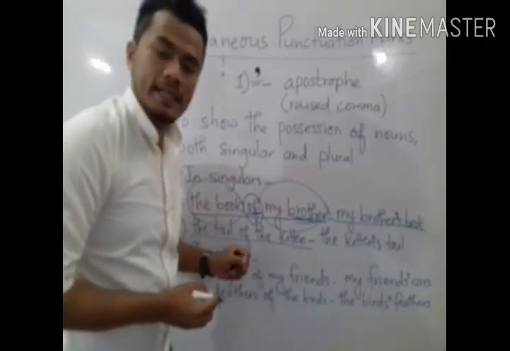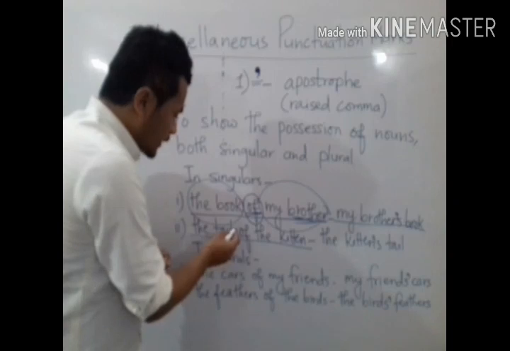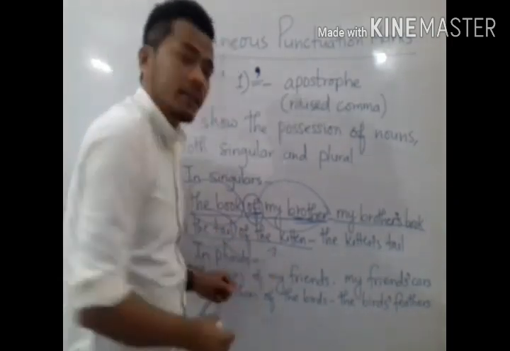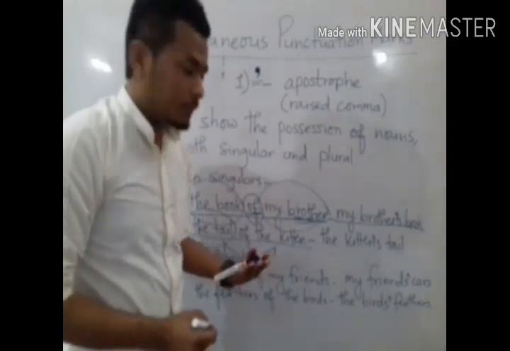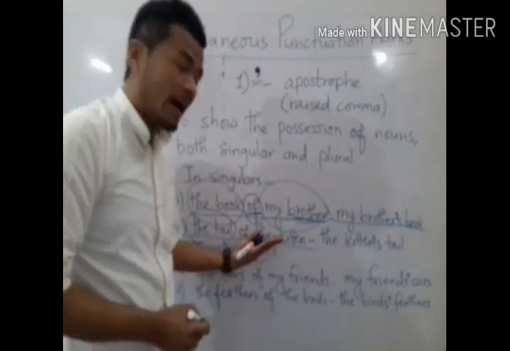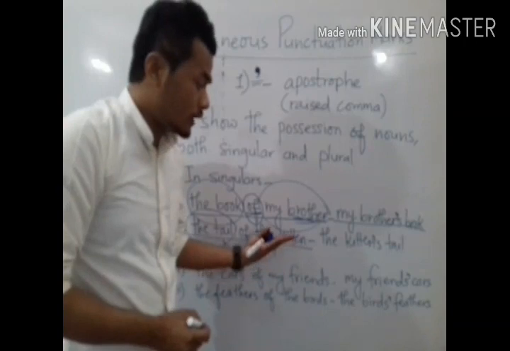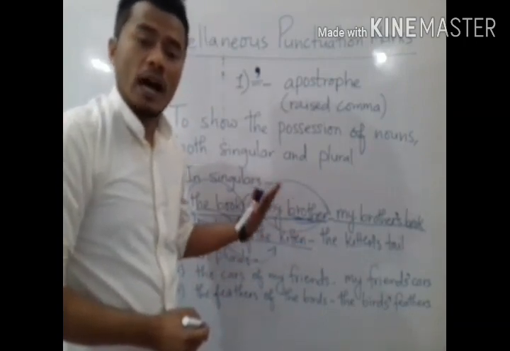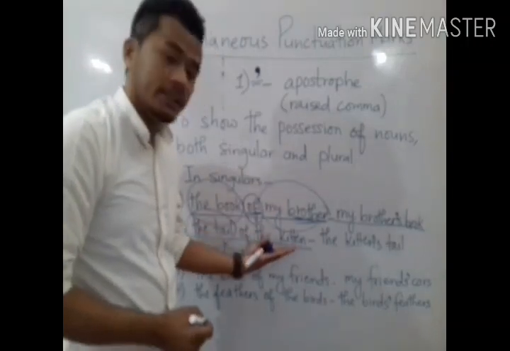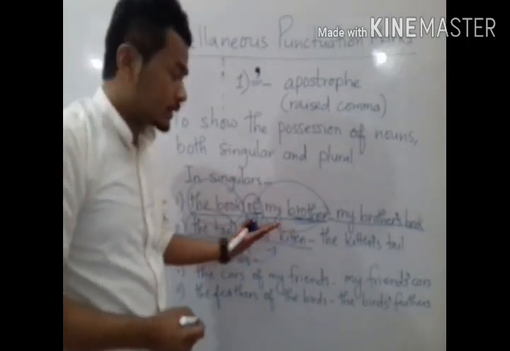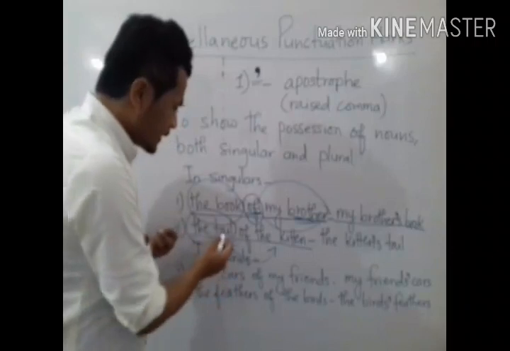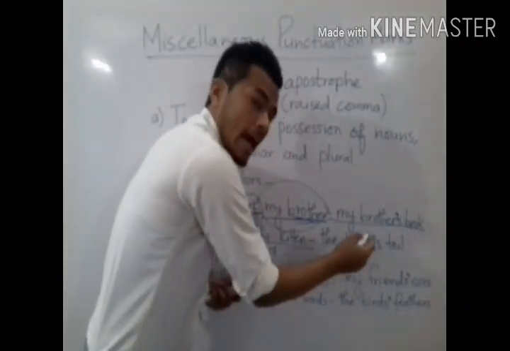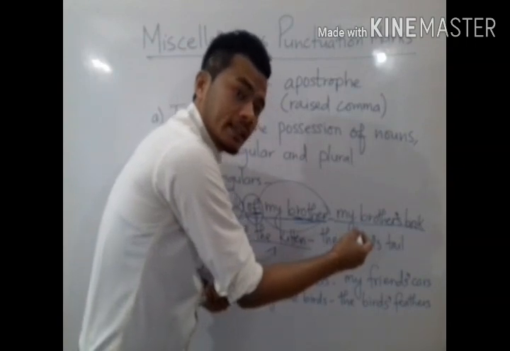the tail of the kitten. So here the tail belongs to the kitten. So here the noun which is possessing something is the kitten. Now here we have to show the possessive case of the noun kitten. That means I have to use apostrophe after the kitten, that is possessing something. The thing that it possesses is the tail.